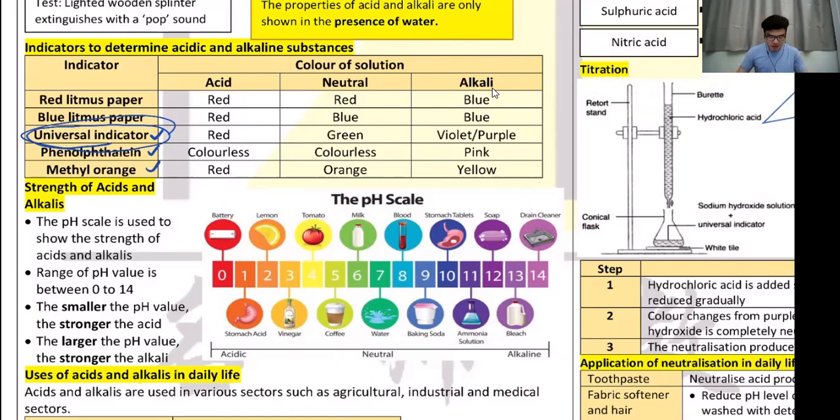All right. So anyway, for phenolphthalein, this thing is colorless in acid and neutral. It will be pink in alkaline. This thing you don't really need to know. I will focus on universal indicator because this is the most commonly asked, especially in your objective.